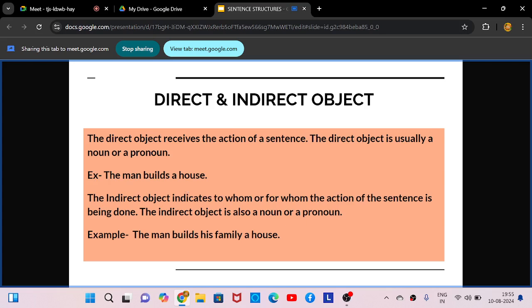Now moving to what is indirect object. The indirect object indicates to whom or for whom the action of the sentence is being done.